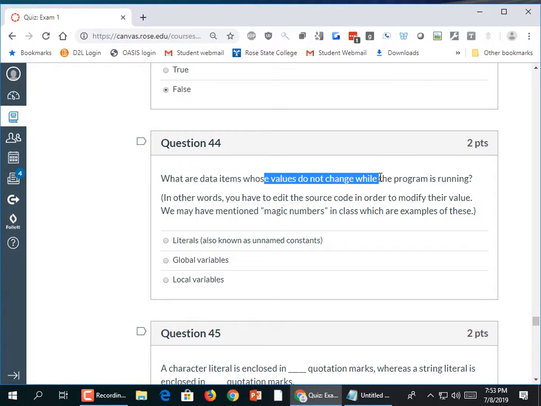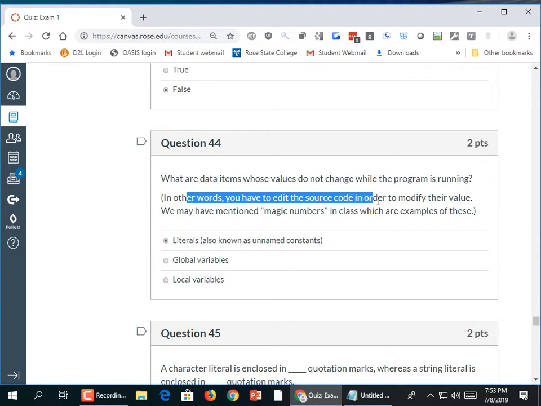A value that does not change. It seems like a couple of people chose either global variables or local variables. But if something does not change while it's running, it's a constant. Maybe I got this as a book definition and they were being a little bit more specific than I would have been, but if you have to edit the source code in order to modify the value, that makes it a constant.